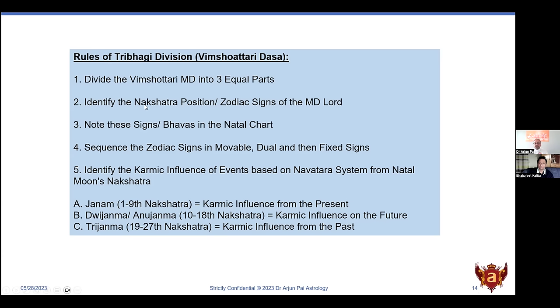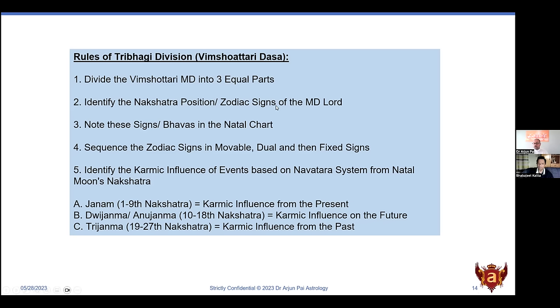The next step: identify the nakshatra position and the zodiac signs the nakshatras are occupying of the Mahadasha Lord. For example, let us take Rahu Mahadasha, 18 years. It is divided into three parts, so each part is 6 years: 6, 6, 6, 18. There are three nakshatras associated with Rahu: Ardra, Swati, and Satavishak. Ardra falls in Gemini, Swati falls in Libra, and Satavishak falls in Aquarius.